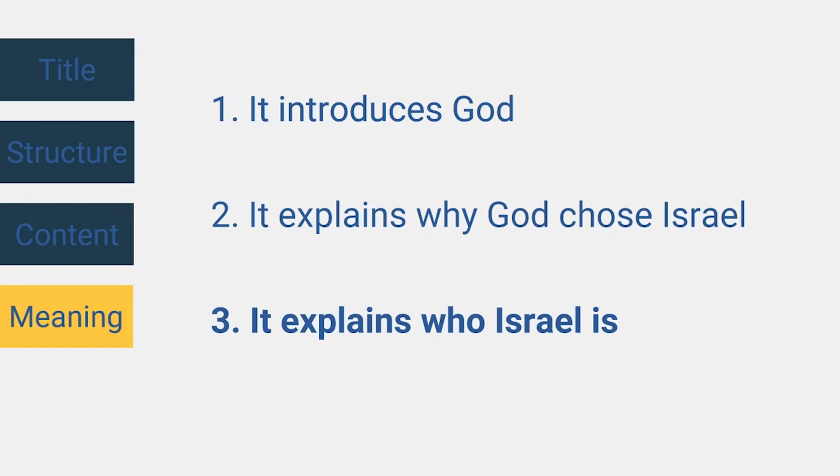Third, it explains who Israel is. The narratives of the patriarchs explain the origin and identity of the people of Israel. It explains why they have 12 tribes, why they often call their God, quote, the God of Abraham, Isaac and Jacob, and why they believe God chose them, of all people, to lead out of slavery from Egypt. And it explains why they were in Egypt in the first place. And where Genesis ends, namely with Israel in Egypt, is precisely where the next book of the Bible picks up.